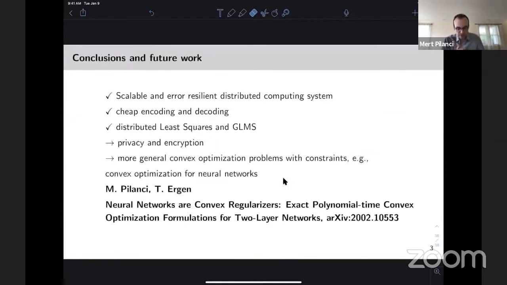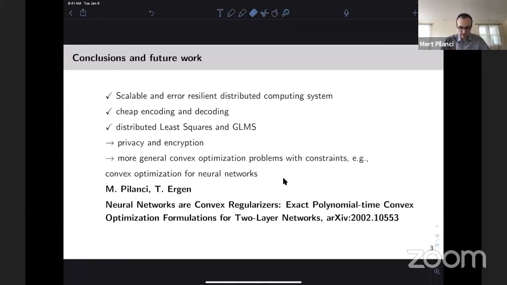So some conclusions and future work ideas. This is a scalable and error-resilient method. The encoding and decoding is very cheap. This is the most important aspect. It can be done for least squares and generalized linear models. One thing we're trying to come up with is privacy enforcing and encrypted ways of distributing data. It looks like this can be done with a clever choice of coding matrix. And we are also trying to extend this to more general convex optimization problems, for instance, problems with constraints and non-convex optimization problems.